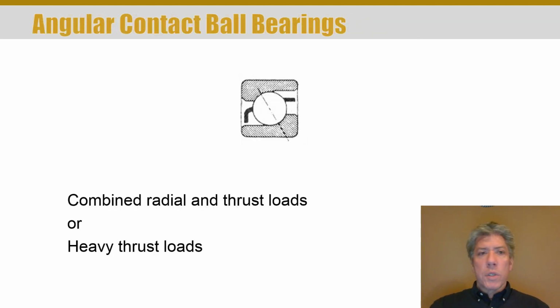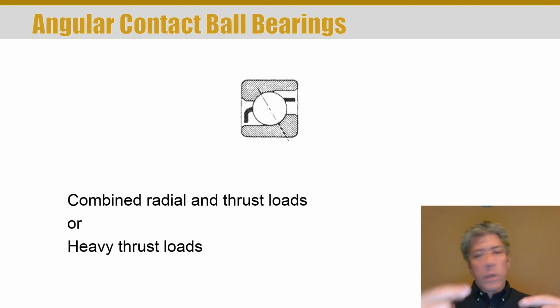There are also what's called angular contact bearings. These are ball bearings that are very much like just a single row. The difference is that rather than having a symmetrical groove to ride in, these have a groove that is offset. You can see there's a little more material on the top left and the bottom right, and this allows a significant thrust load.